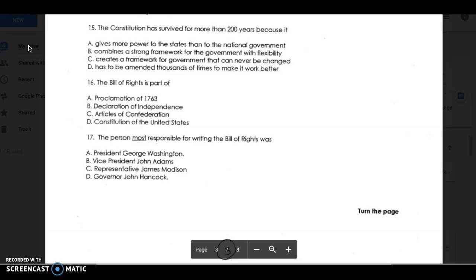Number 16. The Bill of Rights is part of A. Proclamation of 1763, B. Declaration of Independence, C. Articles of Confederation, D. Constitution of the United States.